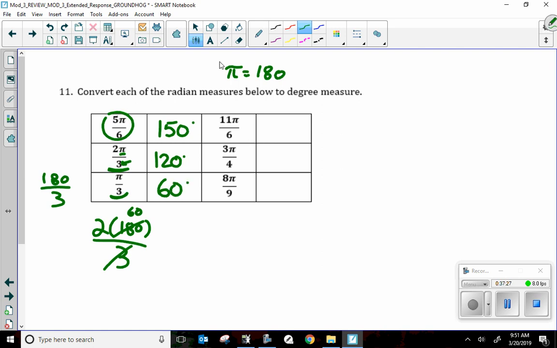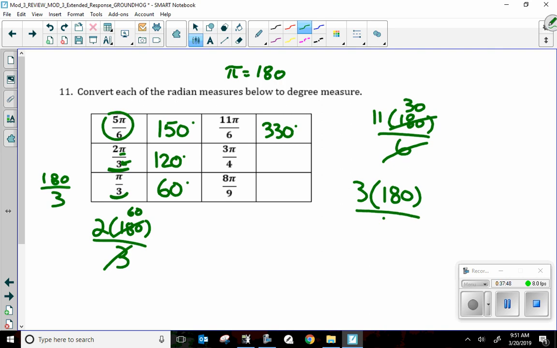11 pi over 6. It's 11 times 180 over 6. 6 goes into 180 30 times. 11 times 30 is 330 degrees. The next one, 3 pi over 4. It's 3 times pi, pi is 180, over 4. 4 goes into 180 45 times. If I multiply those, that's 15, carry the 1. It's 135.